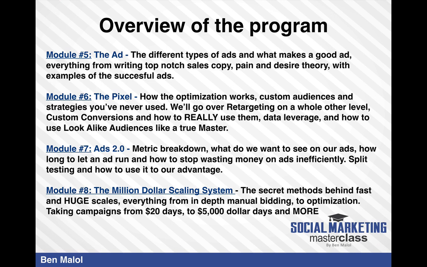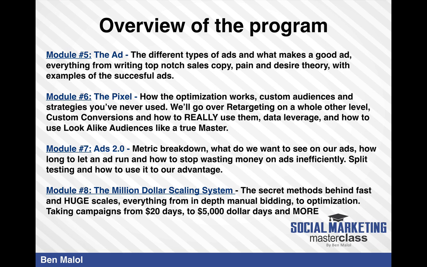Module number 5, we're going to talk about the different types of ads and what makes a good ad, everything from writing top-notch sales copy, pain and desire theory, with examples of these successful ads. Module number 6 is the pixel, how the optimization works, custom audiences, strategies you've never used. We'll go over retargeting on a whole other level, custom conversions and how to really use them, data leverage, and how to use lookalike audiences like a true master.